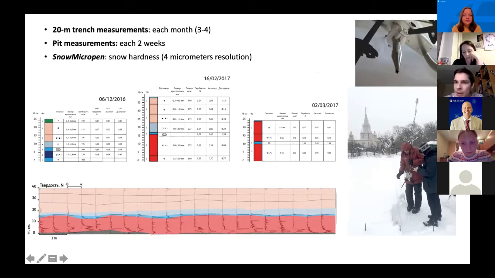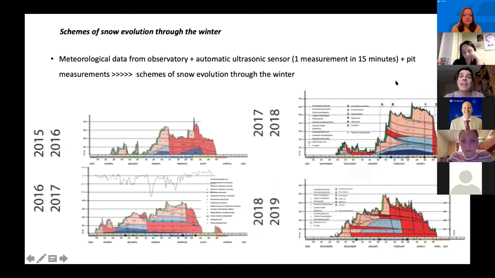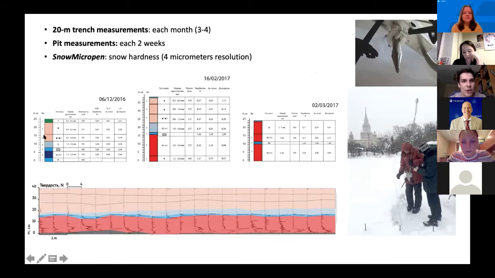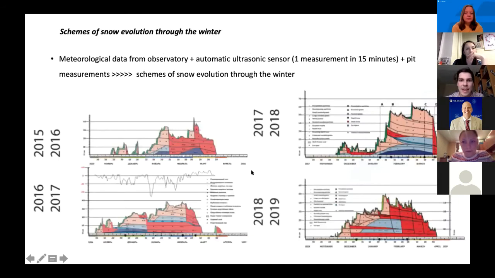It has a small pin, and this is actually the most important part of this tool, because it has a very high resolution. So based on these schemes, you can see here that we build such schemes from each peat measurement and from each 20-meter trench measurement, and we studied each layer separately. And then using this data, we have calculated the schemes of snow evolution through the winter.